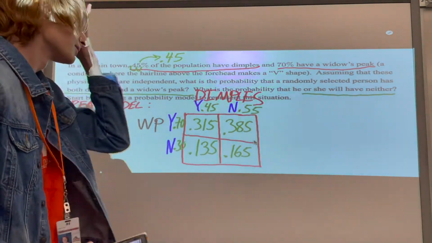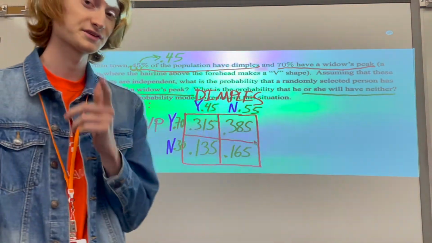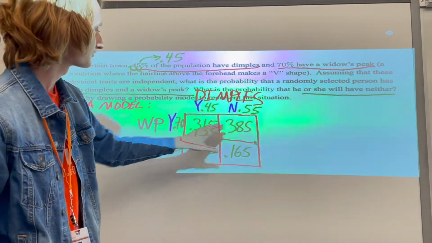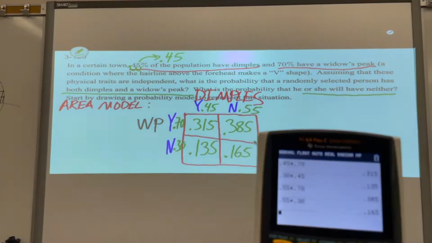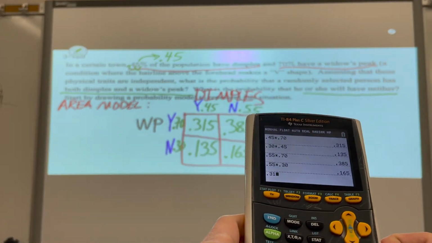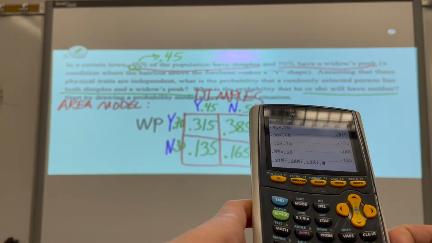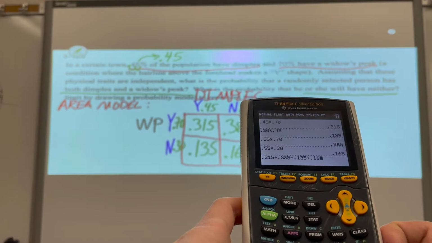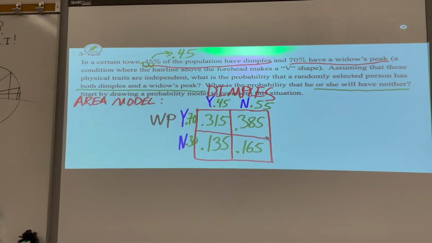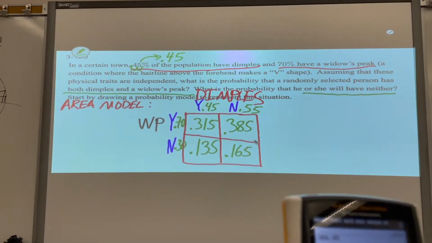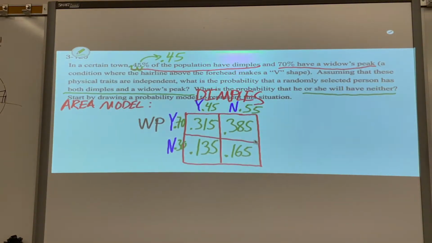One thing to note here, these sides add up to 1, these sides add up to 1, and also if you're unsure on the test, if you did it right, all 4 of these boxes should add up to 1 as well. So that's one way you can check your answer. Let's see if we did it right. 0.315 plus 0.385 plus 0.135 plus 0.165. Hang on, I got a low battery. Let me just close that. There we go. Okay, so I added all those together, and what do you know? It equals 1. Right? So that means I did it right.